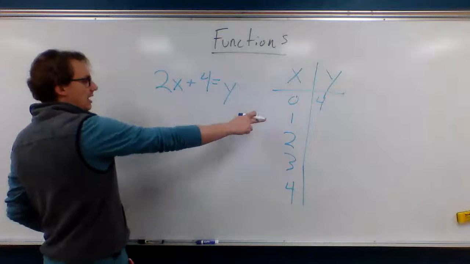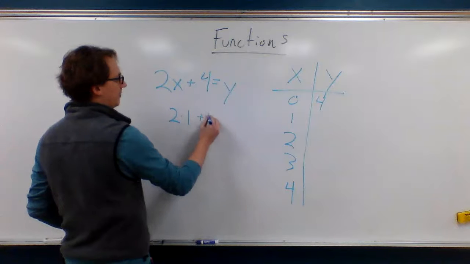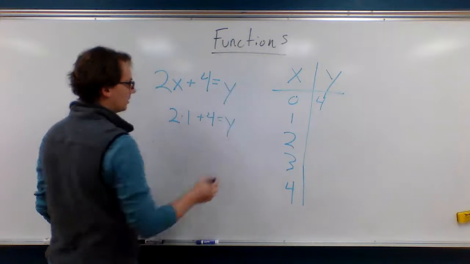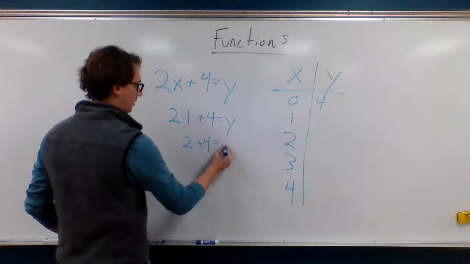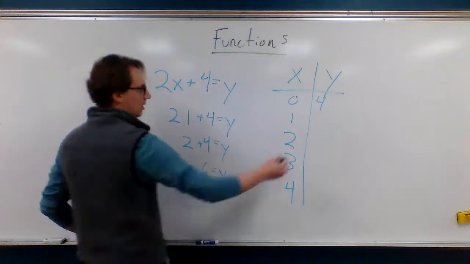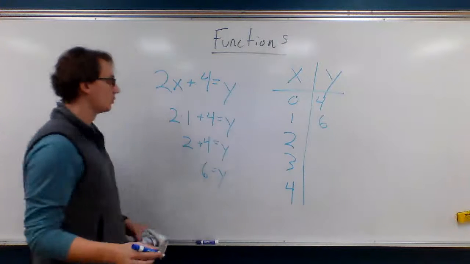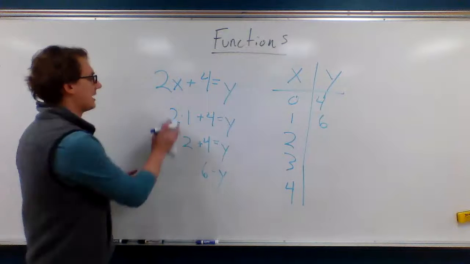Then our next input will be 1. 2 times 1 plus 4 equals y. 2 times 1 is 2, plus 4. 2 plus 4 is 6. My output will be 6. So when we plugged 1 in, we did the math, we simplified, and got 6.